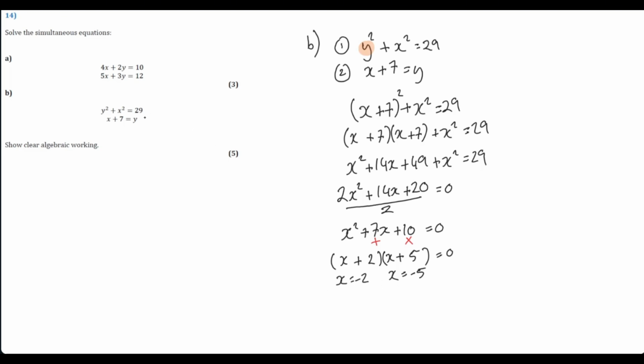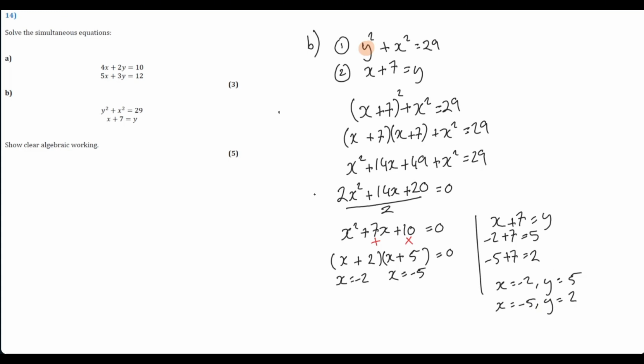Okay, so next we're going to work out the value of y, which is equation 2. So x plus 7 equals y, and I'm going to use minus 2 first, so minus 2 plus 7 equals 5. Minus 5 plus 7 equals 2, and there we have our solutions. x is minus 2, y equals 5, or x equals minus 5, and y equals 2.